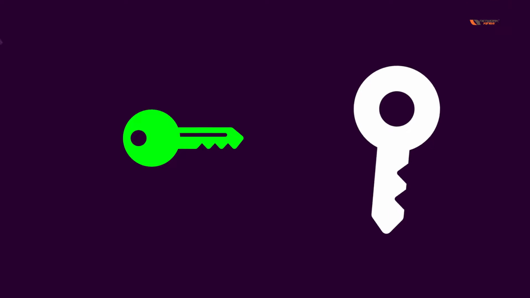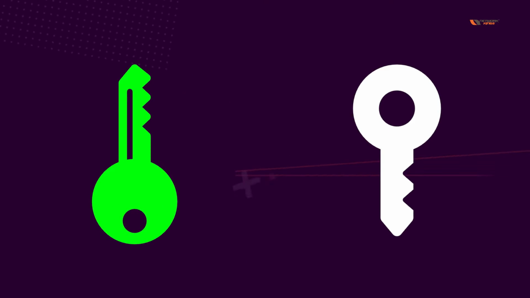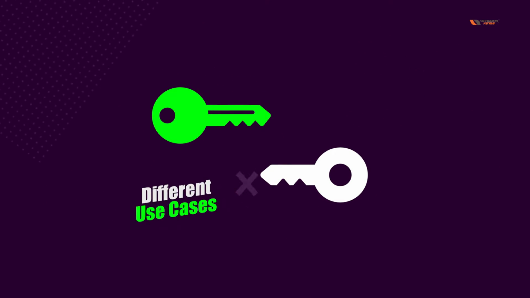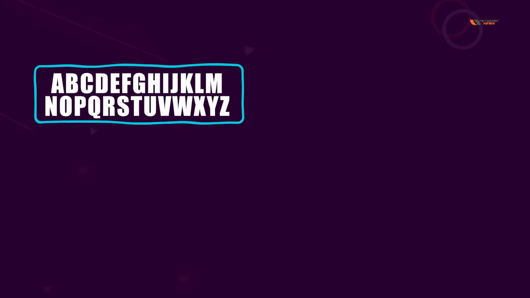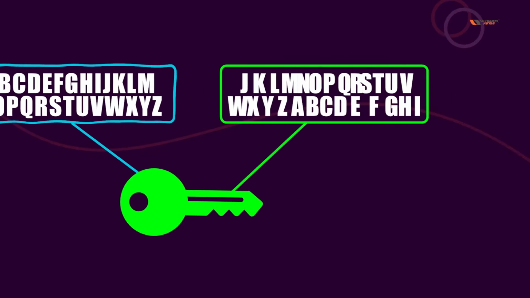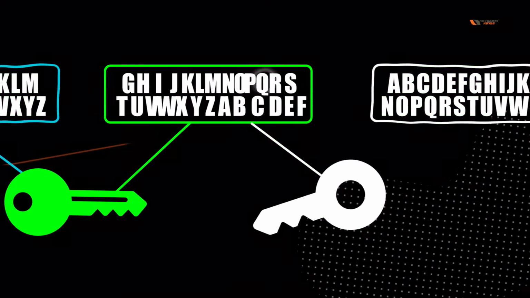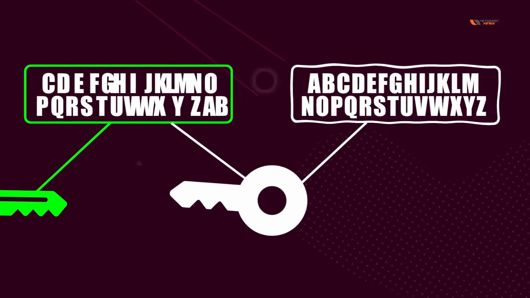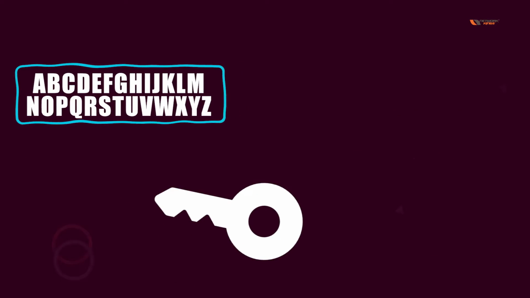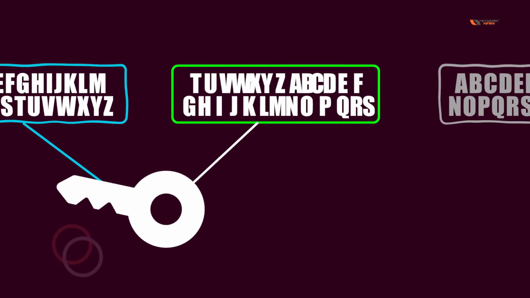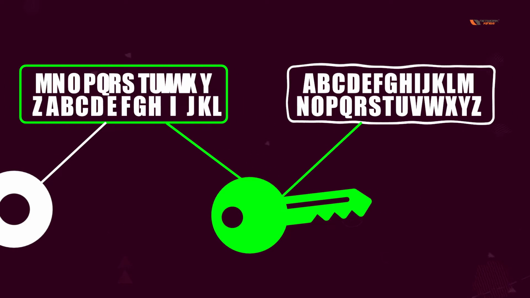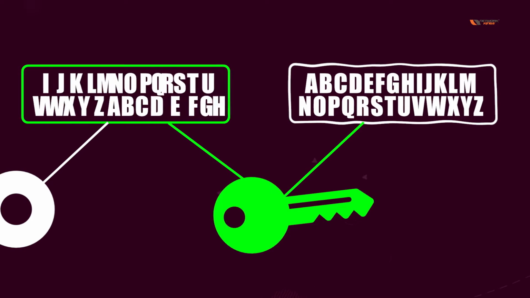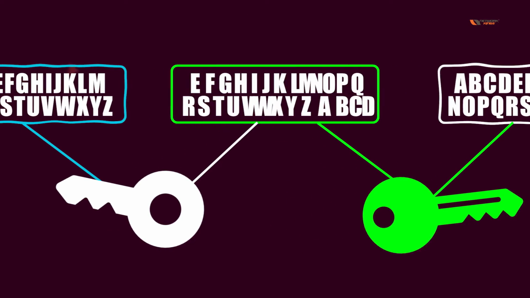Now, these two keys in asymmetric key cryptography have two different use cases. One, in which we encrypt the message with the public key and decrypt it with the private key. And on the other hand, the other use case is where you encrypt the message with the private key and you decrypt it with the public key. So how will they work?